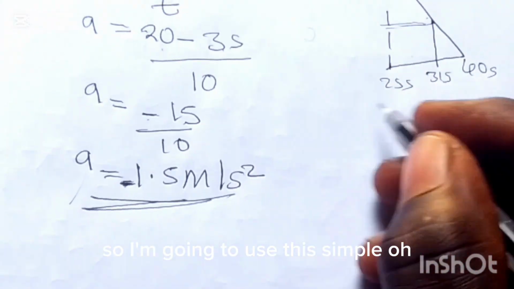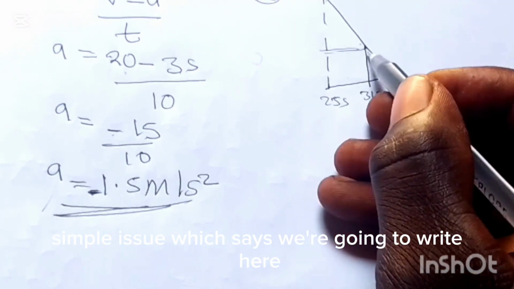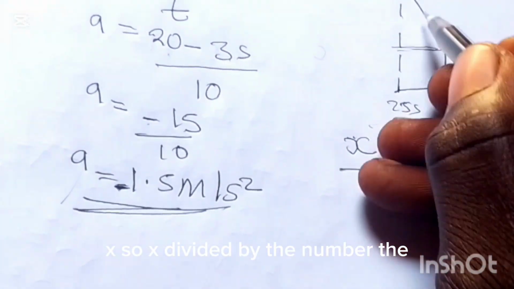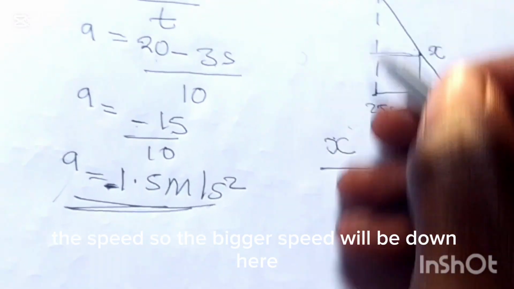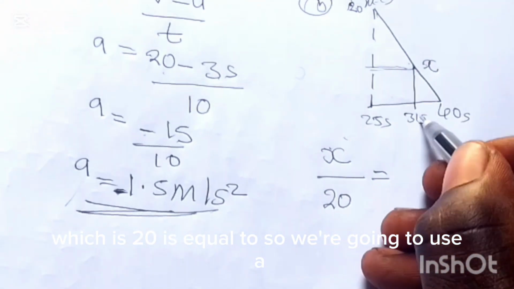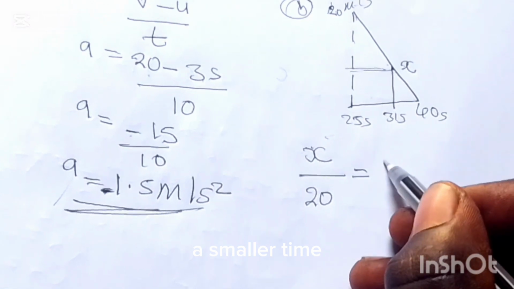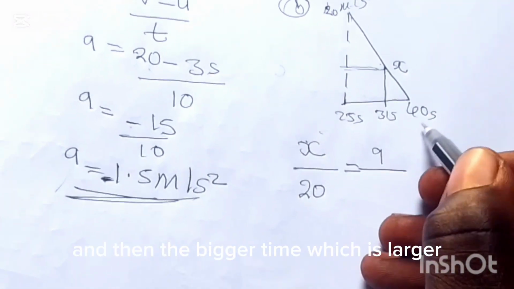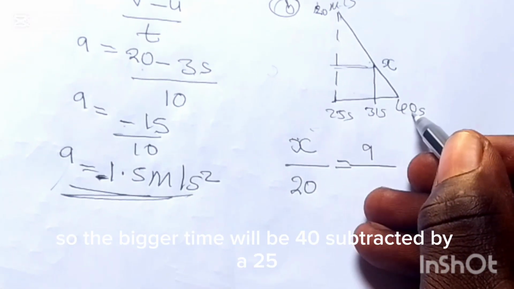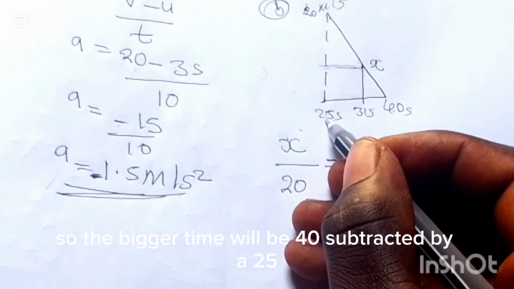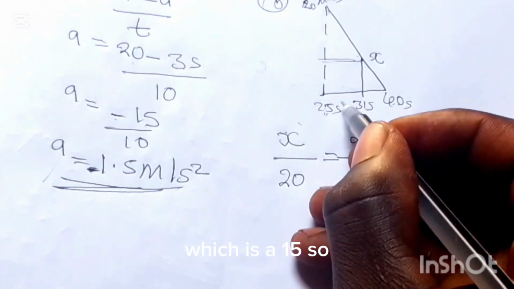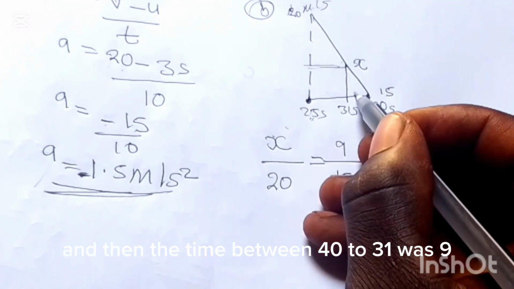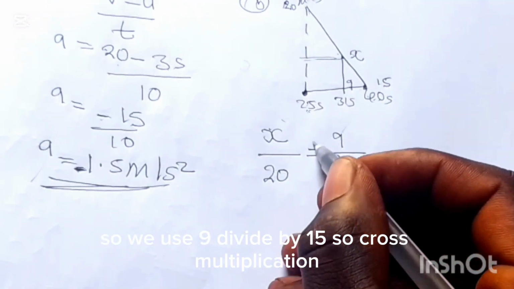We're going to use this simple ratio, where we put x over the speed. The bigger speed will be down here, which is 20, is equal to the smaller time on the top, which is 40 subtracted by 31, which is 9, divided by the bigger time, which will be 40 subtracted by 25, which is 15. So the time between 25 to 40 was 15, and the time between 31 to 40 was 9. So we use 9 divided by 15, then cross multiplication.